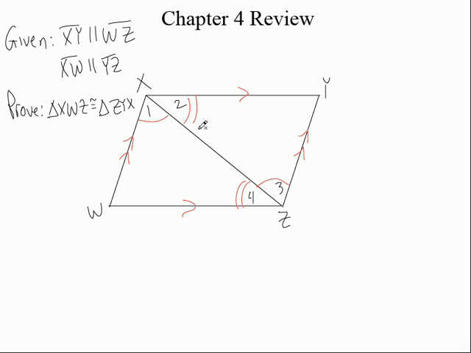XZ itself, right. So XZ equals XZ. So watch, I can put a little tick mark right here. And watch what I have now. Look. Why are these two triangles congruent to each other? Because of transversal. That's not a reason to show that triangles are congruent.